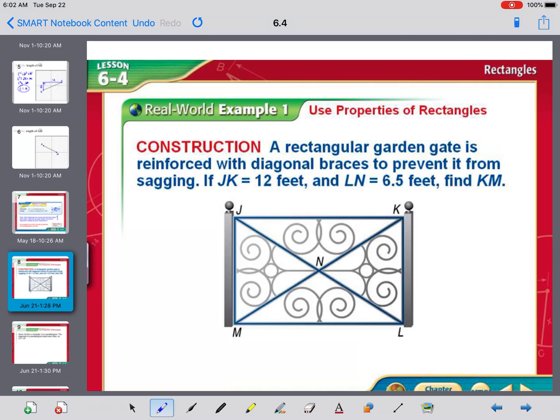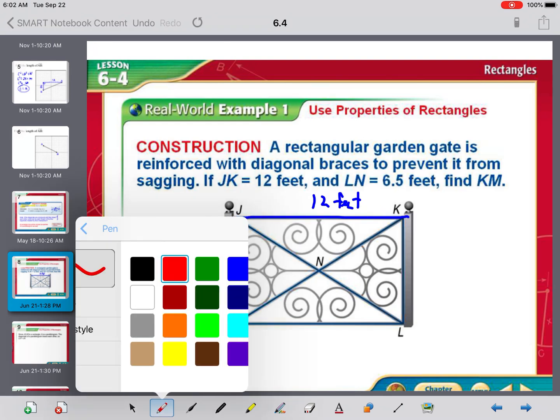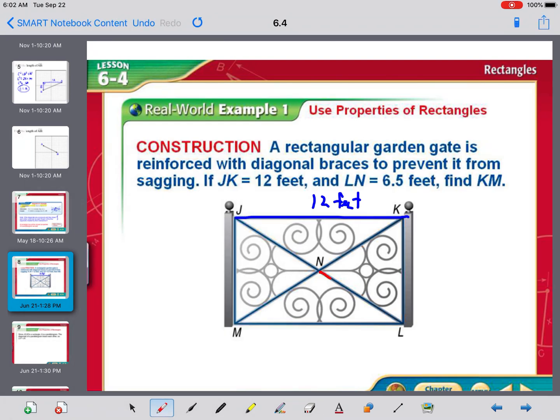A rectangular garden gate is reinforced with diagonal braces to prevent it from sagging. If JK is 12 feet, and LN is 6.5 feet. That's this. Find KM.